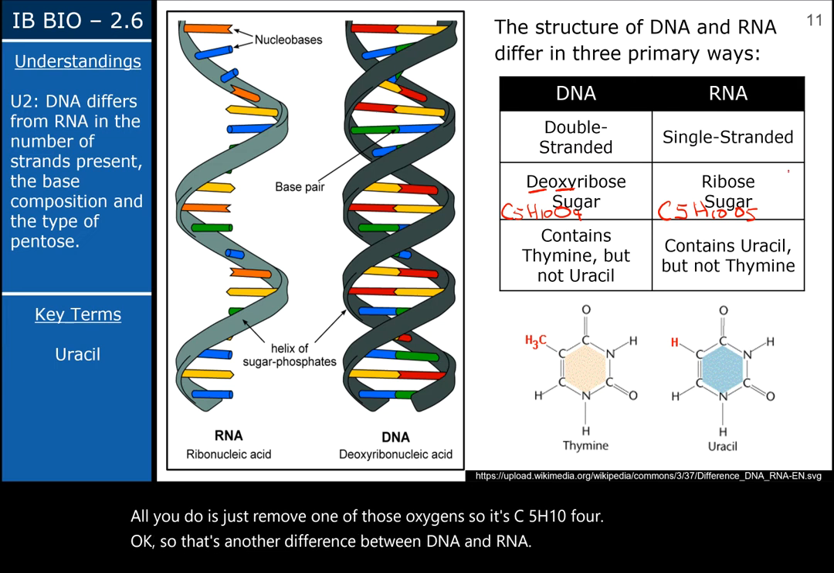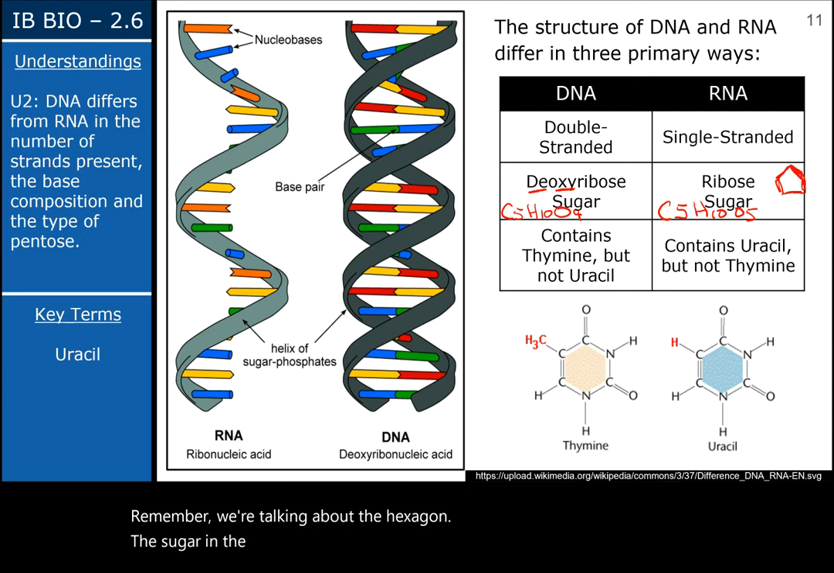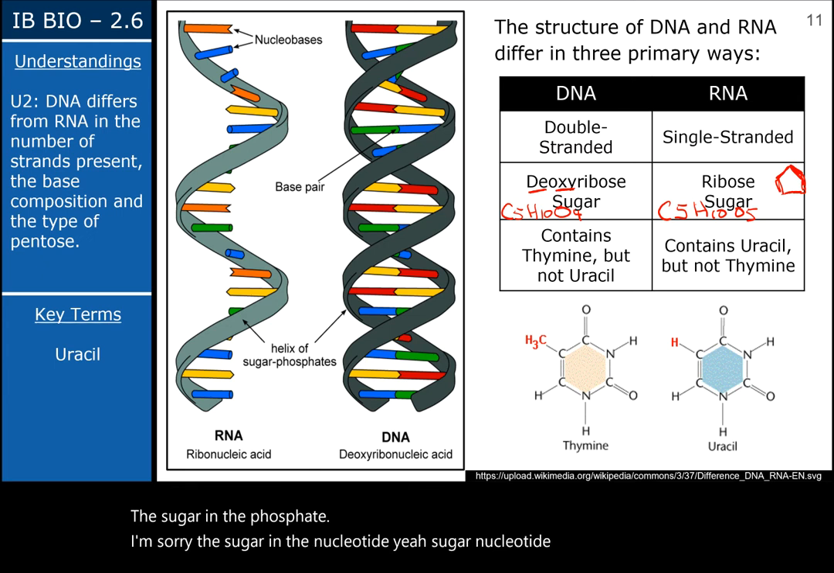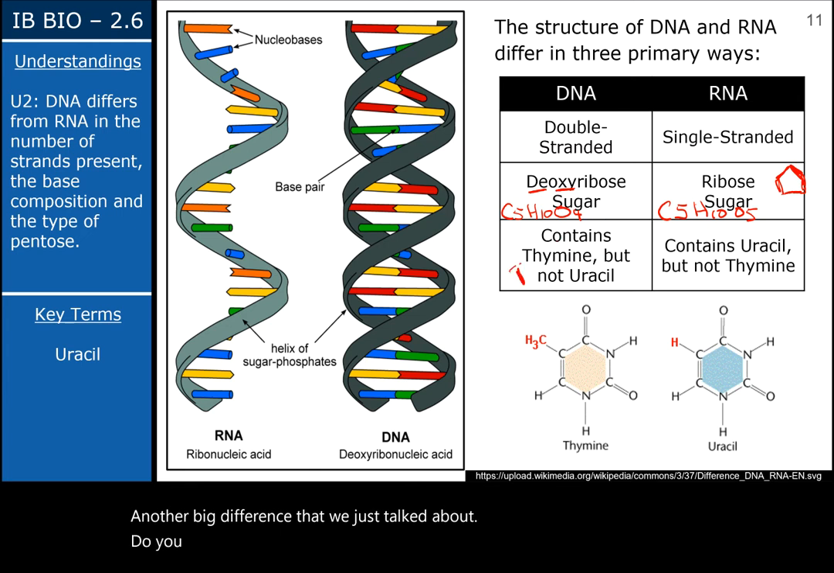And remember, we're talking about the sugar and the phosphate. I'm sorry, the sugar in the nucleotide. Yeah, sugar in the nucleotide. Okay. Another big difference that we just talked about, DNA has T, but no U, and RNA is the opposite. RNA has U, but no T. Okay?